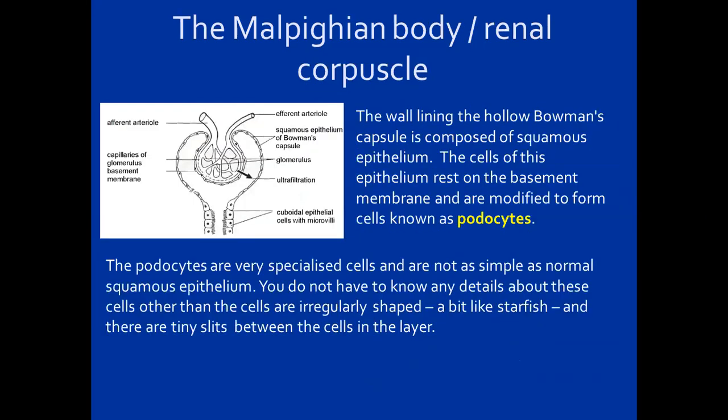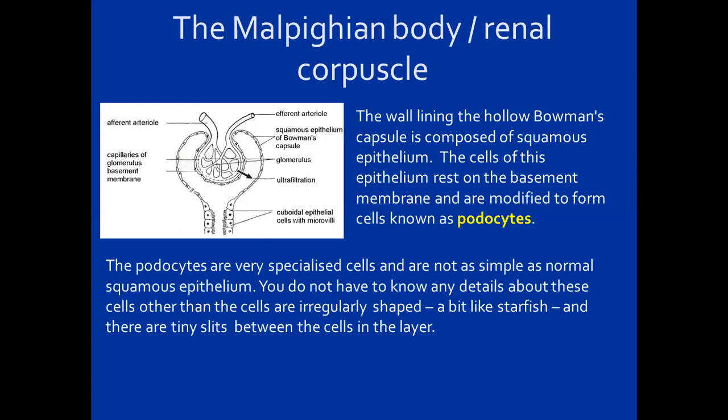Okay. All right. In addition, this inner wall of Bowman's capsule is also made of squamous epithelium. In other words, a single layer of very flattened cells. The cells of this epithelium also rest on a basement membrane, because by definition, that's what epithelial cells do. But these cells are very specialized. They're modified to form cells called podocytes. Podocytes are very specialized cells. They're not as simple as normal squamous epithelium.